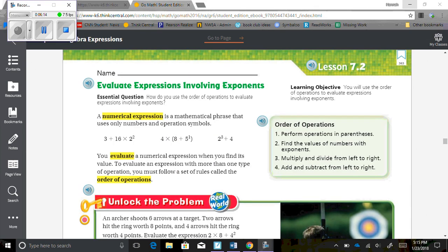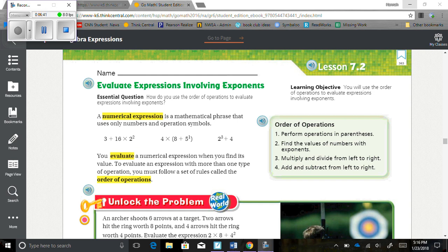Okay, now we're going to turn over to Chapter 7, Lesson 2 to continue today. Our learning objective is you will use the order of operations to evaluate expressions involving exponents. Okay, so we're going to combine order of operations and what we just learned with Lesson 1. So our essential question: how do you use the order of operations to evaluate expressions involving exponents?